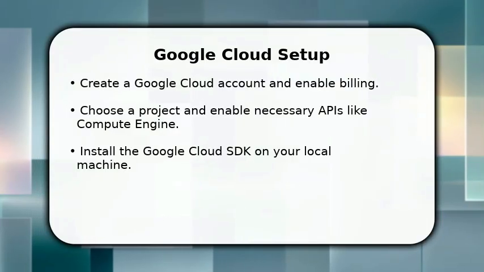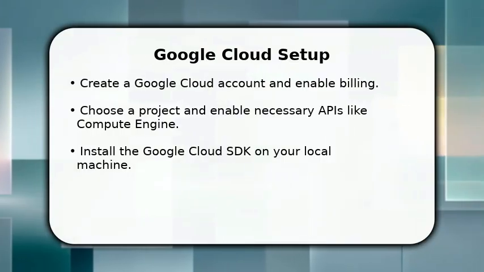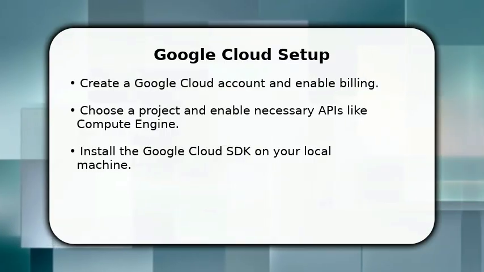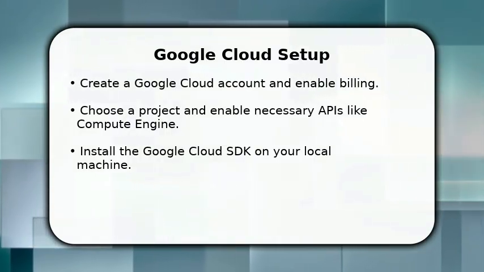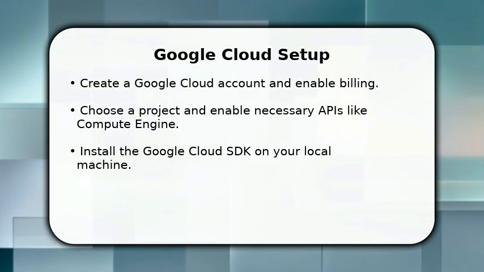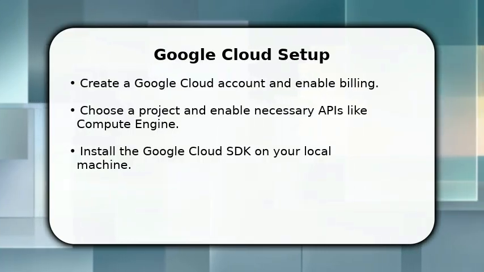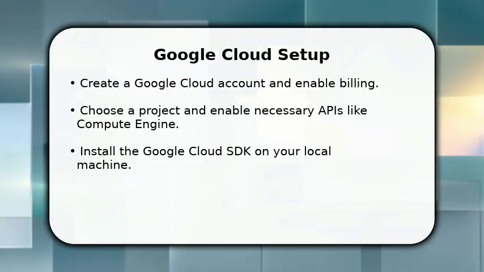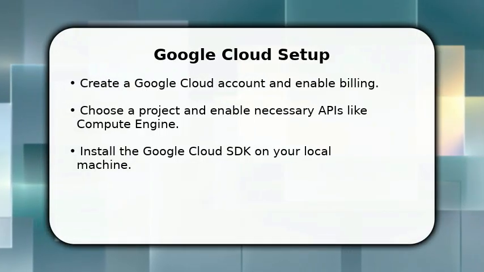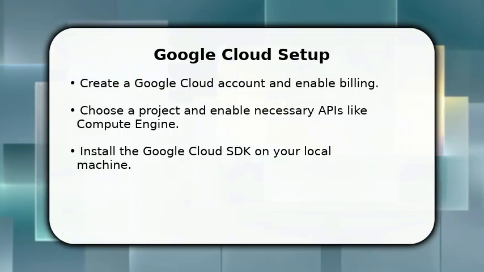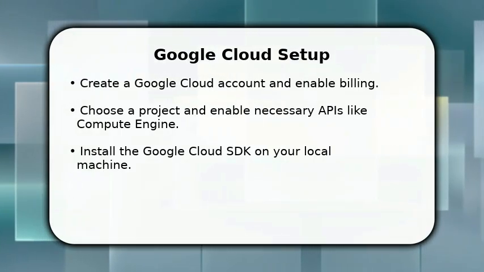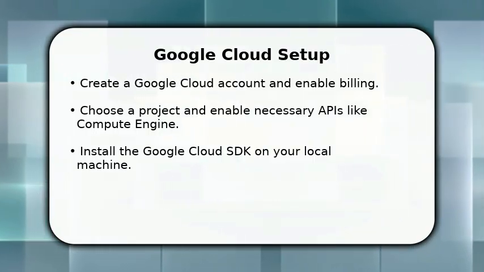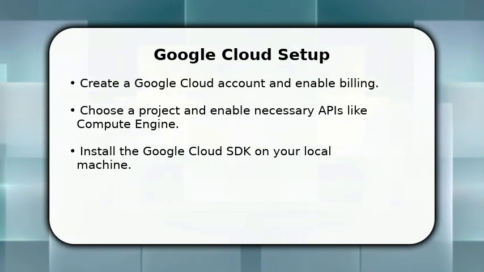In this video, I will show you how to make a WordPress website on Google Cloud. First, you will need to set up your Google Cloud environment. Begin by creating a Google Cloud account and enabling billing for your project. Next, select or create a new project and ensure that the Compute Engine API is enabled. Then, install the Google Cloud SDK on your local computer and initialize it. Finally, authenticate your account to connect your local environment with Google Cloud.